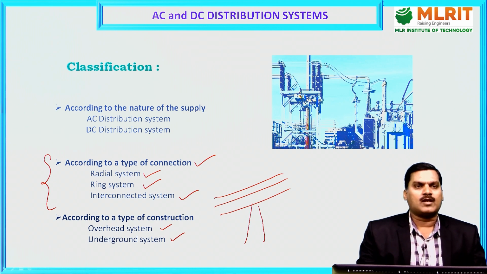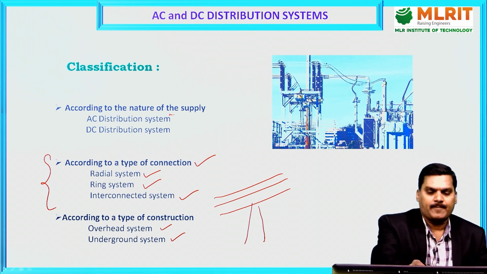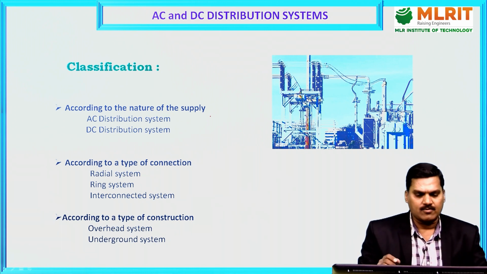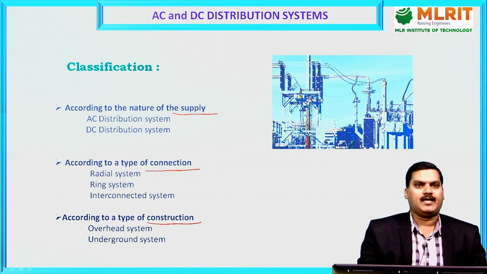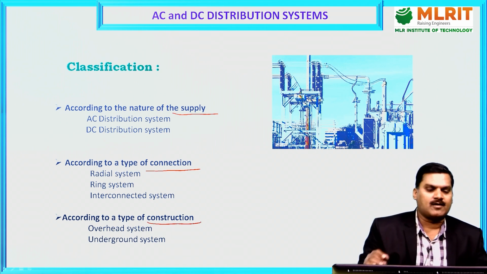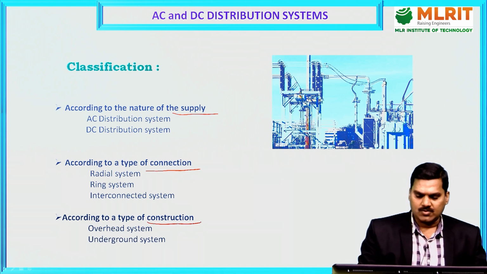So, totally we have three types of classification: according to the nature of the supply, according to the type of connection, and according to the type of construction. Nature of the supply, type of connection, type of construction. These three types are the classifications. We will discuss them in detail.